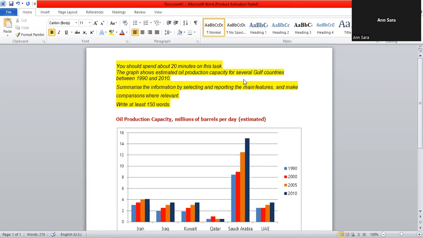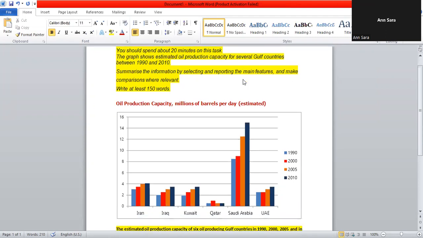Today we are going to discuss a bar graph. In this bar graph, we are going to see the estimated oil production capacity of several Gulf countries between 1990 and 2010. So this is not the actual oil production capacity. This is the estimated oil production capacity. So what do we mean by estimated?